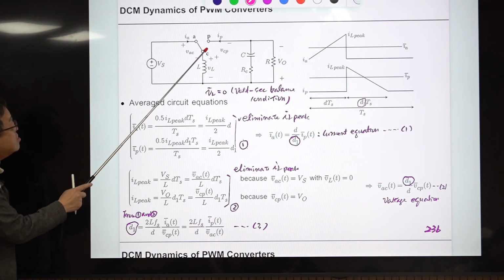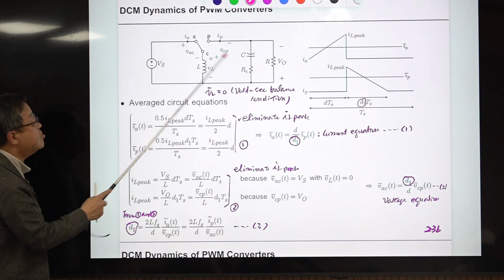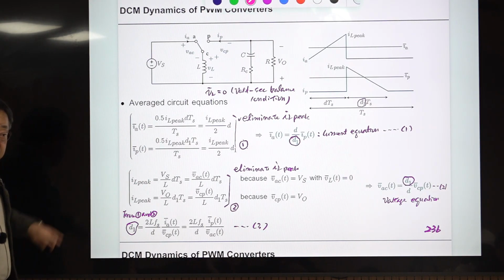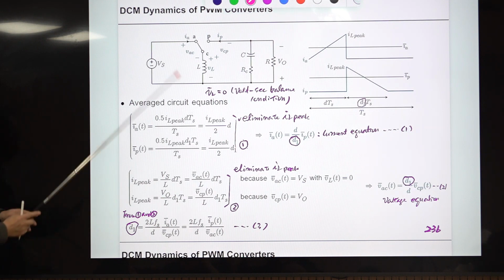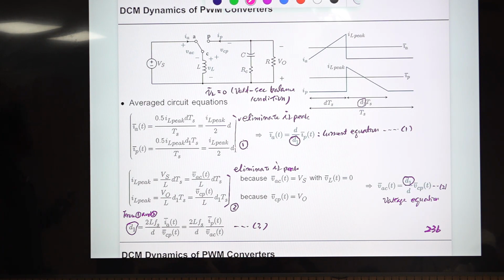In the average sense, voltage across this CP is this one, because this is 0 in the average sense. That is very critical. Okay, so this is not easy to understand. From his original paper, I spent some time to figure this out a long time ago. Right. So now you know everything.